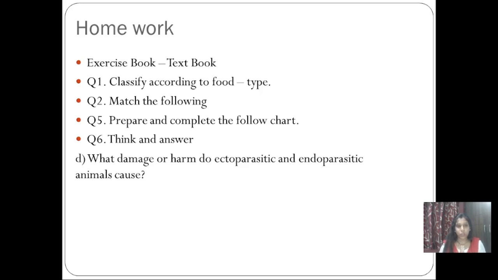The sixth question is think and answer. What damage or harm do ectoparasitic and endoparasitic animals cause? Please think and answer this question. Write it down in your homework. Okay? Write it down in your textbook.